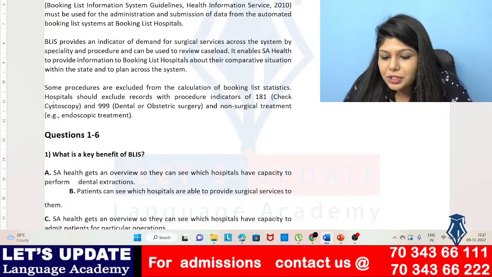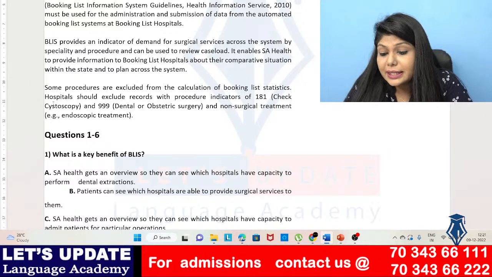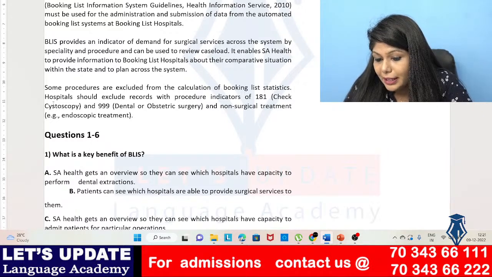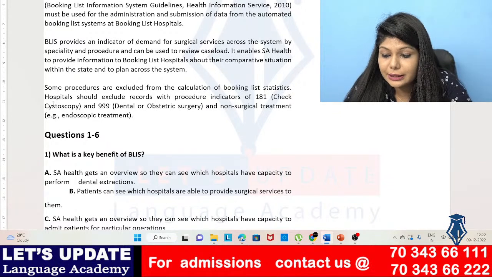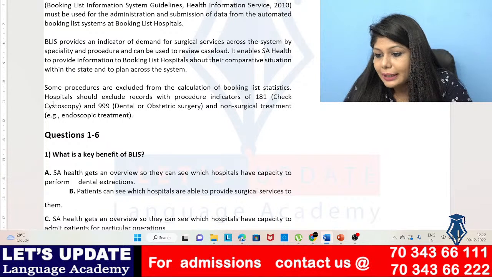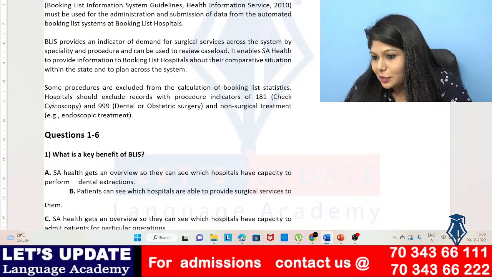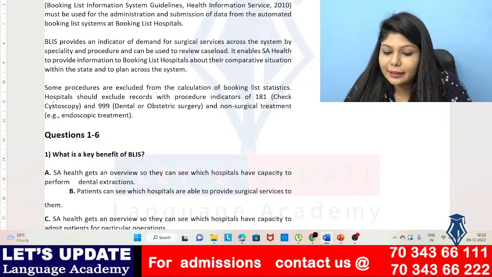And what about option B? Patients can see which hospitals are able to provide surgical services to them. It's not for the patients to see this information, right? BLIS provides this information and this is enabling SA Health to view and provide more information about that. It's not for the patients. So we have to eliminate option B also because that is incorrect as well.